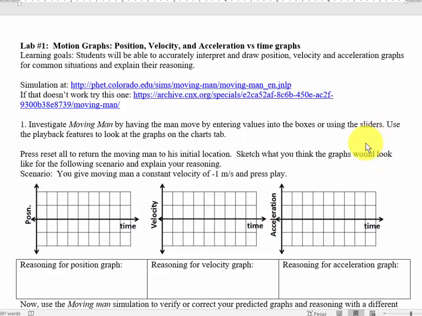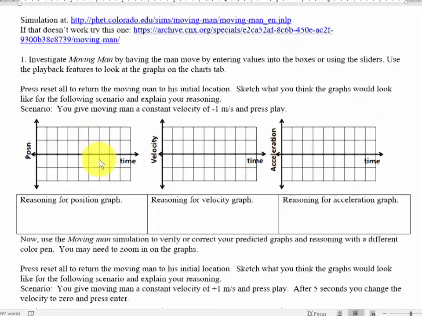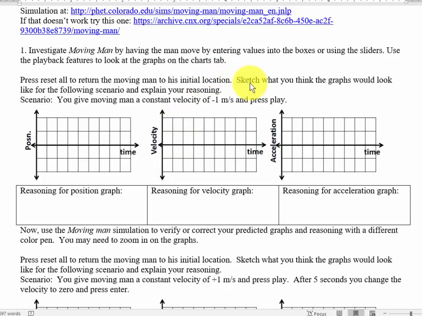Okay, this is an introduction for the motion graph lab, and what we'll be taking a look at are the position, velocity, and acceleration versus time graphs and how they relate to one another. So we'll go ahead and pop open the simulation, and what I want you to do is sketch what you think the graphs will look like and explain your reasoning. Then I want you to go back and correct the graphs after you've done that.